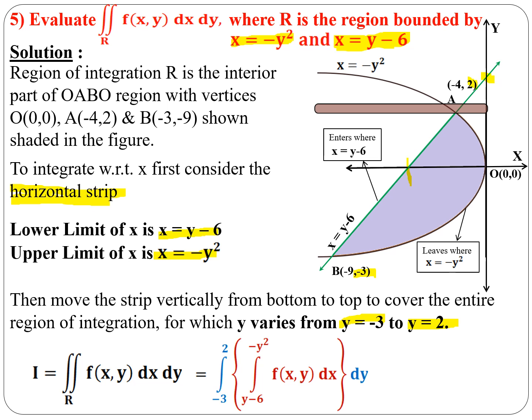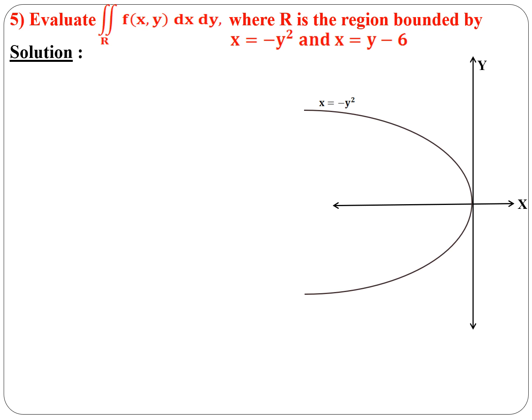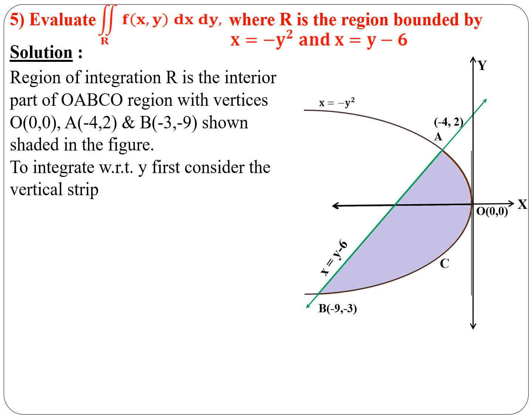Okay, now I want to solve the same question through the second method, where we will integrate first with respect to y. So again you have to draw the region first. x equals minus y square and x equals y minus 6. You need to find the intersection points. Then this will be your shaded area, which is your region of integration. In method 1 we drew the horizontal strip, but here we want to integrate first with respect to y, so we will draw a vertical strip.